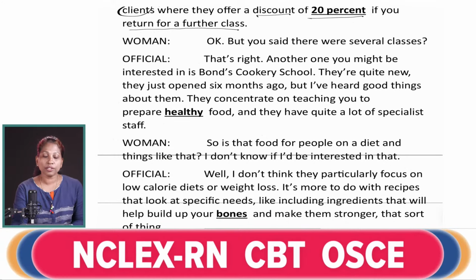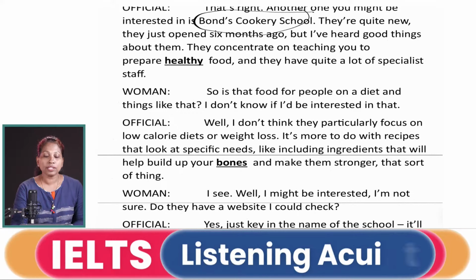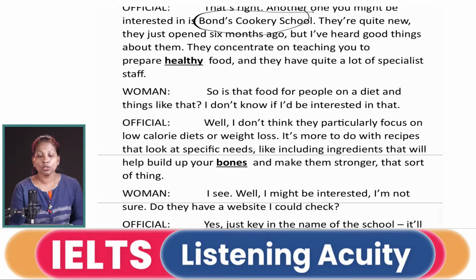But I've heard good things about them. They concentrate on teaching you to prepare healthy food, and they have quite a lot of specialist staff. So they are teaching you, helping you to cook what? Healthy food. They teach you to cook or prepare healthy food only. Type of food, done. So that is already given in your box. It says food that is healthy. So that is your answer for this.